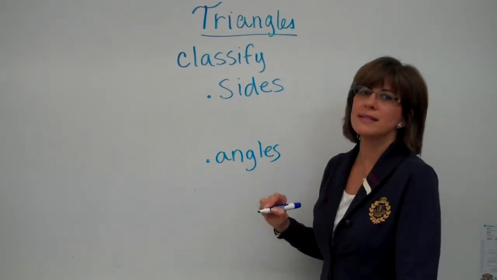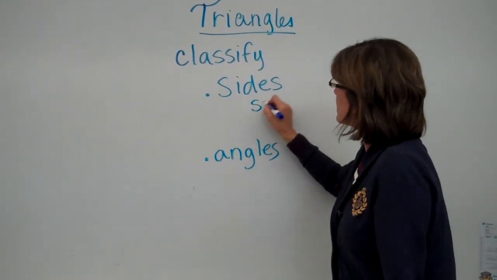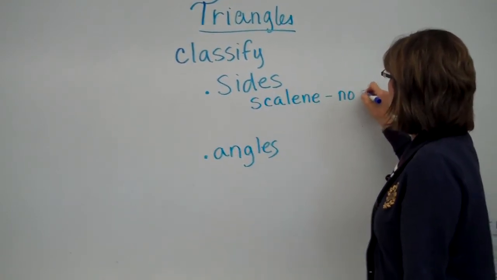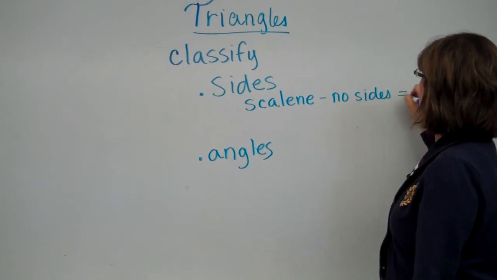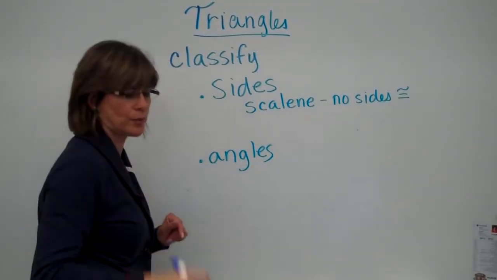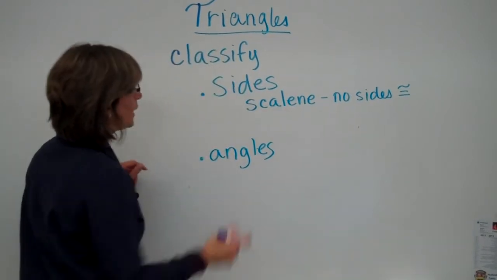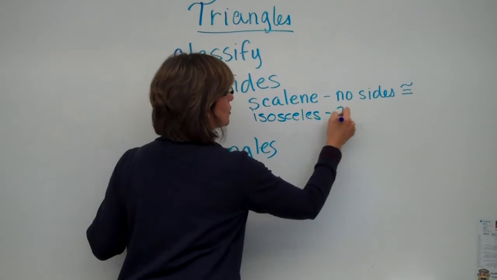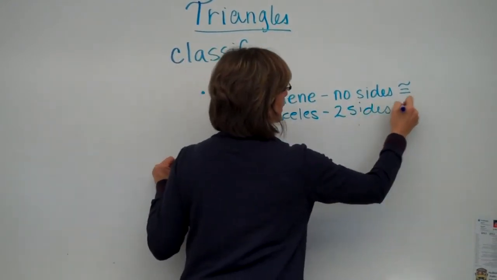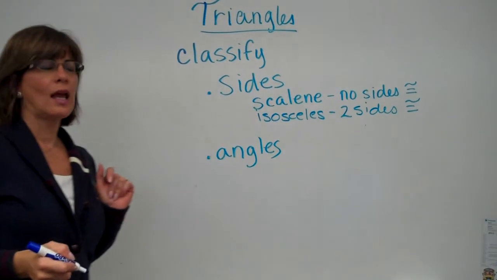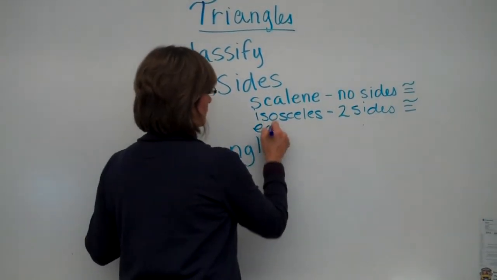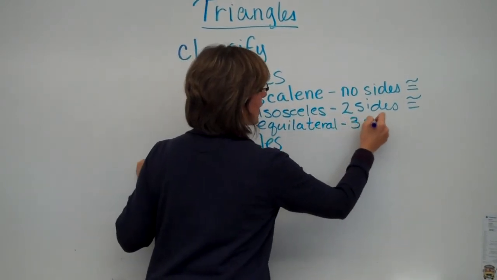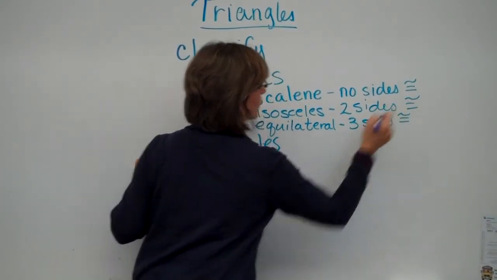So if we're going by the sides, we can call it scalene if no sides are the same. No sides are congruent, it would be scalene. We can do isosceles, where 2 sides are congruent. And we can do equilateral. Equilateral, 3 sides are congruent.